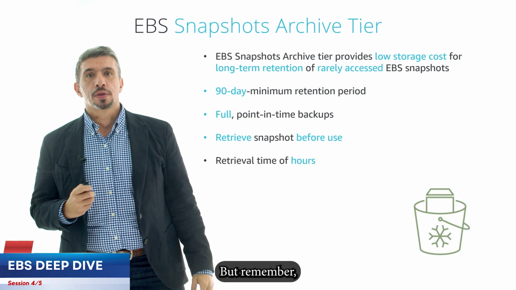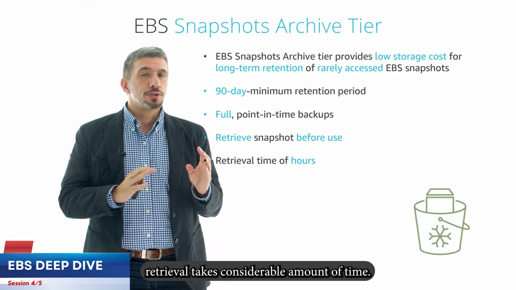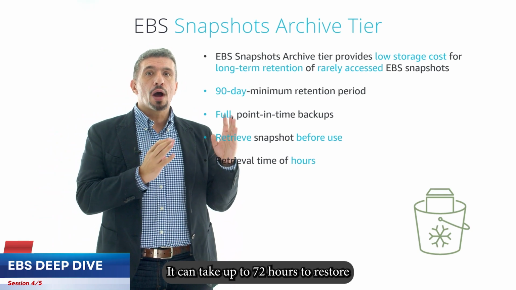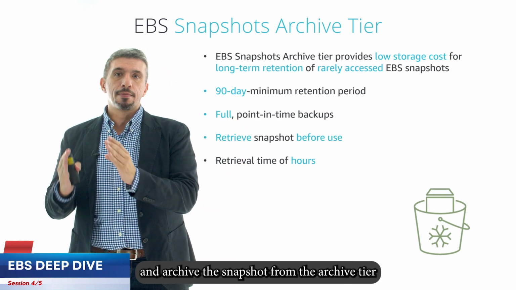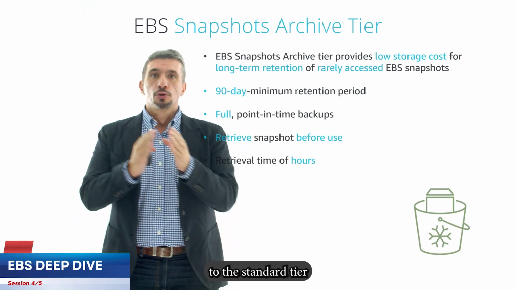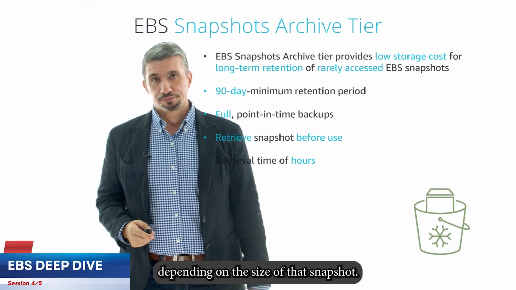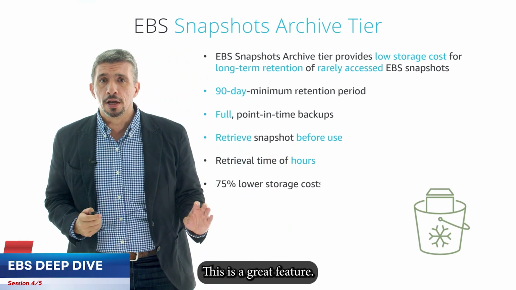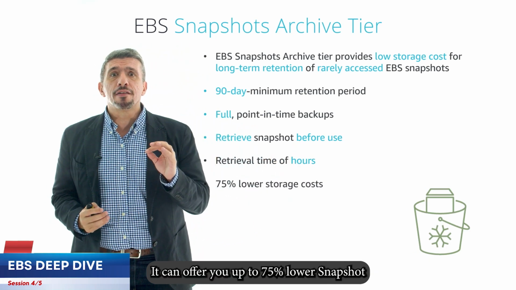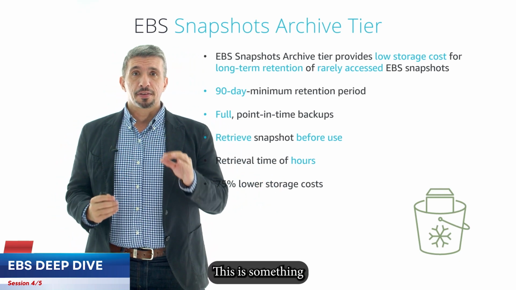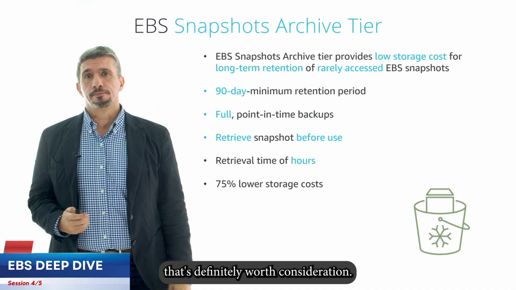But remember, retrieval takes considerable amount of time. It can take up to 72 hours to restore an archived snapshot from the archive tier to the standard tier, depending on the size of that snapshot. This is a great feature. It can offer you up to 75% lower snapshot storage cost. This is something that's definitely worth consideration.